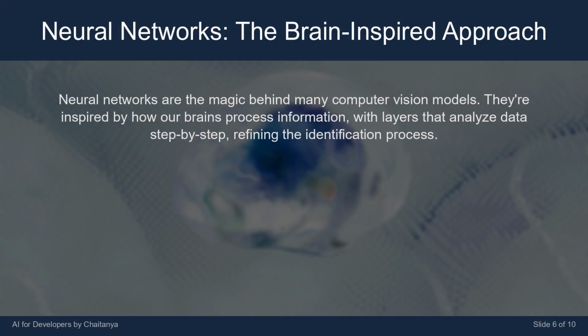Neural networks are the magic behind many computer vision models. They're inspired by how our brains process information, with layers that analyze data step by step, refining the identification process.